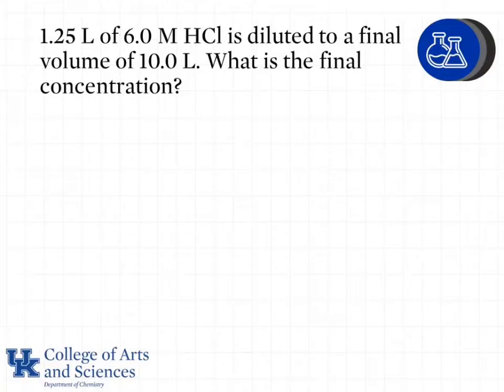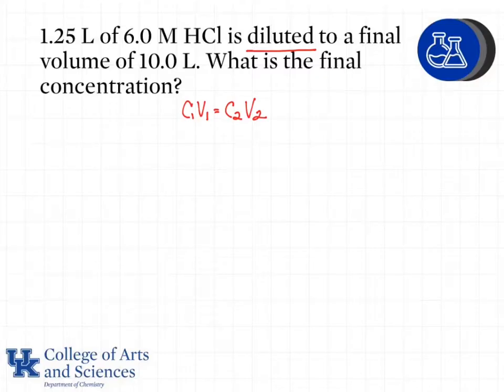1.25 liters of 6.0 molar HCl is diluted to a final volume of 10 liters. What is the final concentration? Note that in the problem we see the word diluted. This is a clue that we're going to be using the dilution formula. We can also see two sets of conditions. We have an initial volume and concentration, and we have a second volume and are being asked for the final concentration.